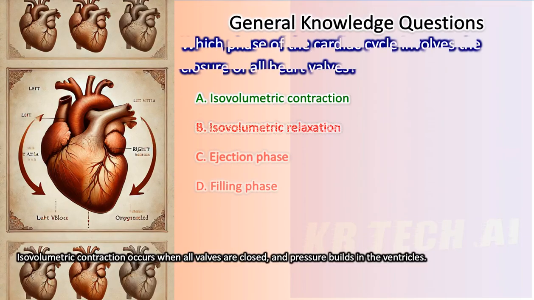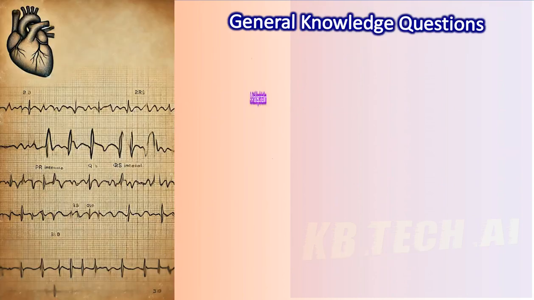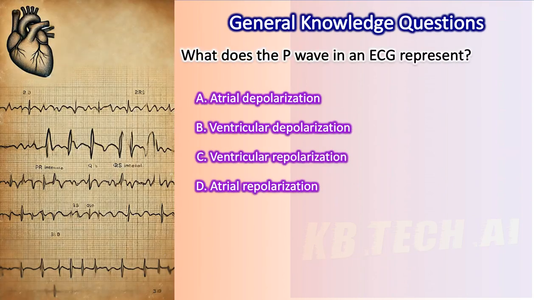The answer is option 1. Isovolumetric contraction. What does the P wave in an ECG represent? Option 1. Atrial depolarization. Option 2. Ventricular depolarization. Option 3. Ventricular repolarization. Option 4. Atrial repolarization.